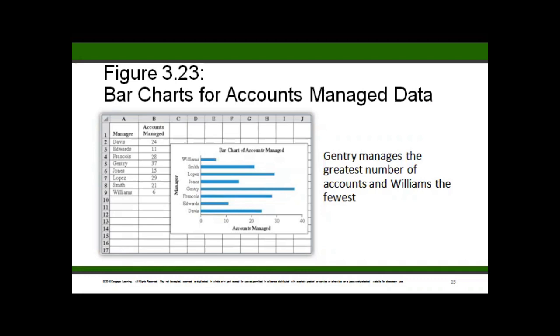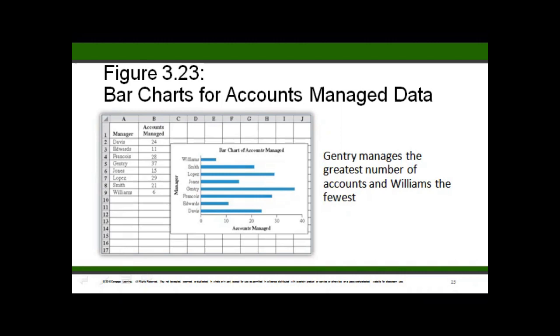Step 5, select the bar chart that was just created to reveal the Chart Tools ribbon. Click the Design tab under the Chart Tools ribbon. Step 6, click Add Chart Element in the Chart Layouts group. Select Axis Title from the drop-down menu, click Primary Horizontal, click on the text box next to the vertical axis and replace Axis Title with Accounts Managed.